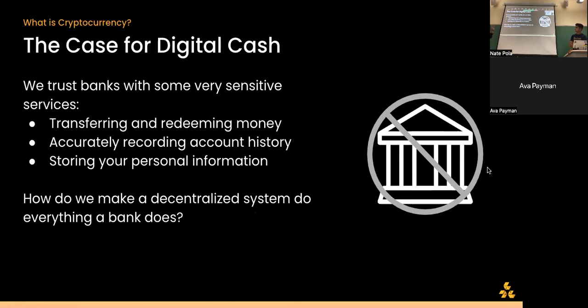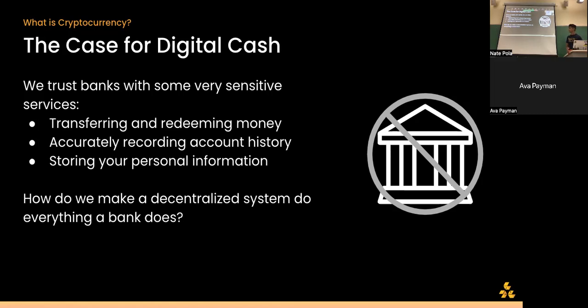We trust banks with some very sensitive services, such as transferring and redeeming money, actively recording account history, and storing your personal information. And 99.9% of the time, they do all this very, very well, and there's no reason we shouldn't trust them. But some of the time, like we saw in 2008, we can't trust them to redeem our own money because they'll be like, dude, we don't have your money. And in those times, that was 2008, and in 2009, I think, is when the Bitcoin white paper was released as a result of the financial crash, because we realized that we couldn't really trust banks.